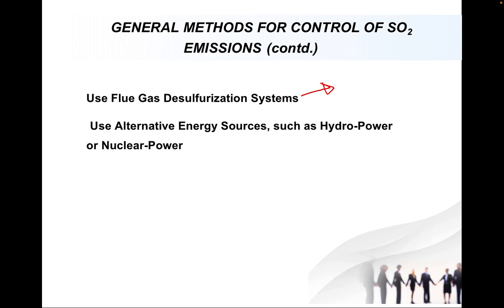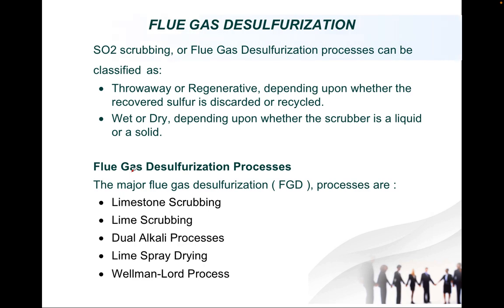Also we can use an alternative energy source. That is the basic one: instead of petrochemical fuels like petrol or diesel as conventional fuel, we can use other types of fuels or other types of energy resources. That is the best way to control the SO2, or sulfur dioxide, emission. Now in that, the most important is the flue gas desulfurization that we saw.